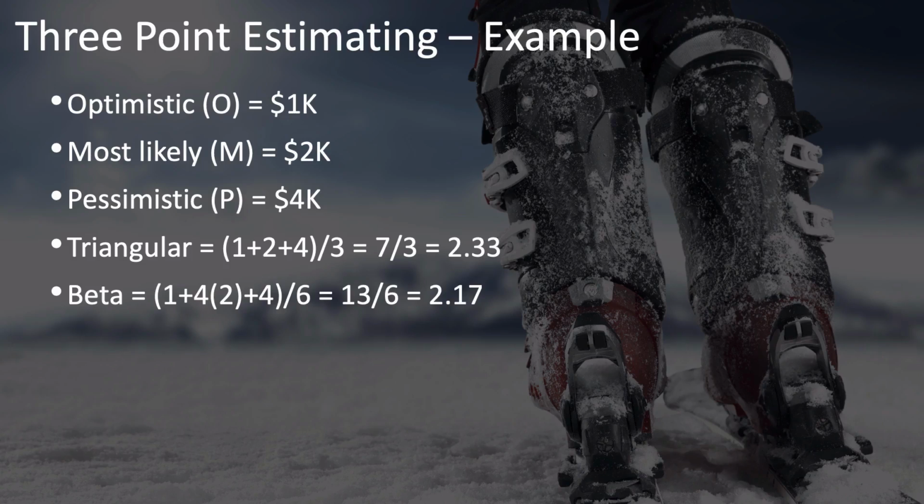Or if you think it's more of a probability curve like a normal distribution, you can apply the beta distribution to this and weight your most likely by multiplying by 4, and this gives you a 2.17 expected cost, $2,170.